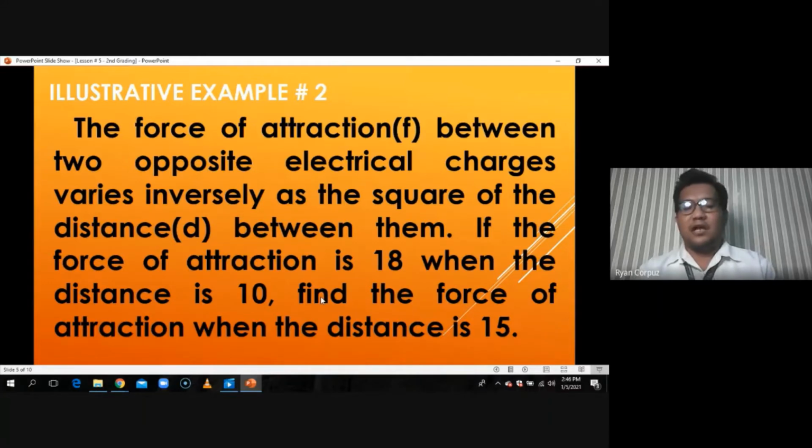So just like what we did on example number 1, let's find out first yung tinatawag nating statement of variation. So ang statement of variation natin dito, the force of attraction F between two opposite electrical charges varies inversely as the square of the distance D. So pwede na siyang paikliin as F, kaya nga tayo may F and D dyan, as F varies inversely as the square of D. So gagamitin na natin yun now.